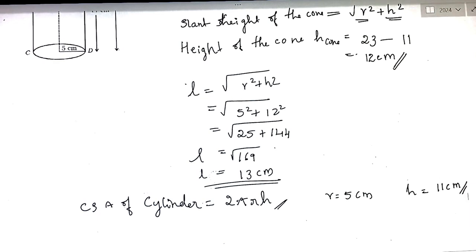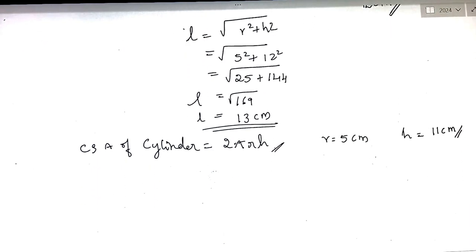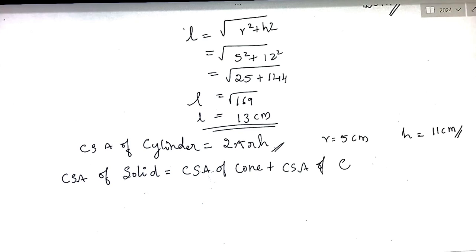So now we can find the CSA of the solid. I'll write the formula. CSA of solid is equal to CSA of cone plus CSA of cylinder. What is the formula of CSA of cone? Pi r L, plus what is the CSA of cylinder formula? 2 pi r h.